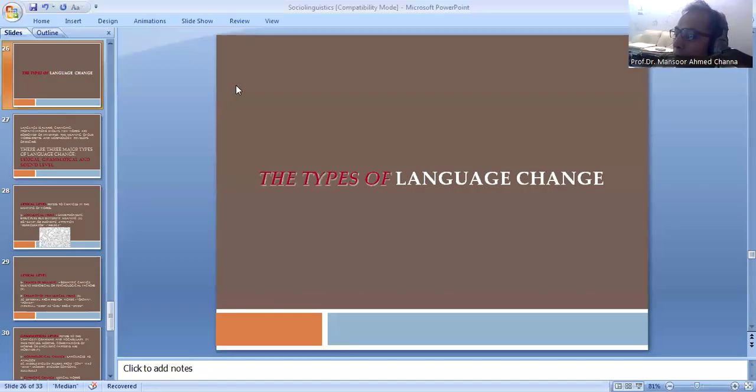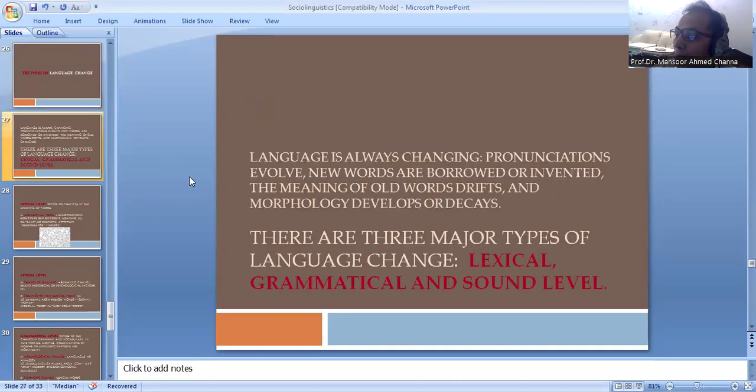Historical linguistics studies the types of language change. Languages are always changing. Pronunciations evolve. New words are borrowed or invented. The meaning of old words drifts, and morphology develops or decays. There are three major types of language change. These three types are lexical, grammatical, and sound level.